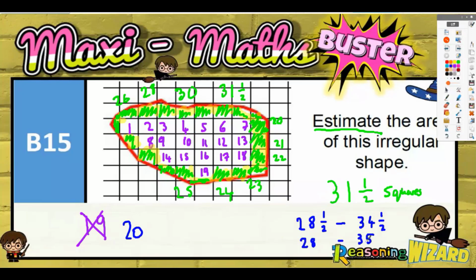But certainly outside of those boundaries, and you're going to be getting it wrong. So my estimate was 31.5. How close were you?